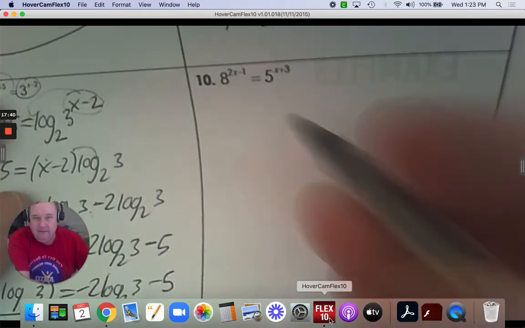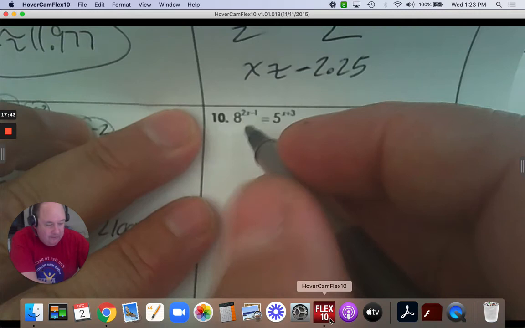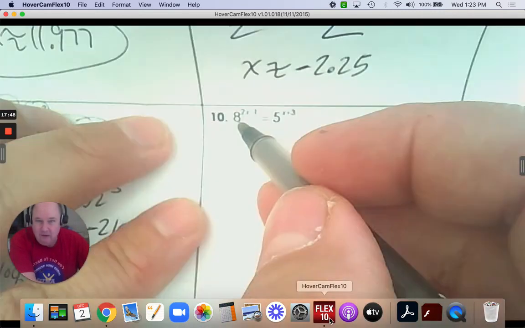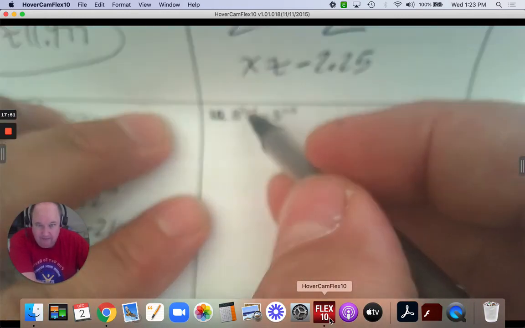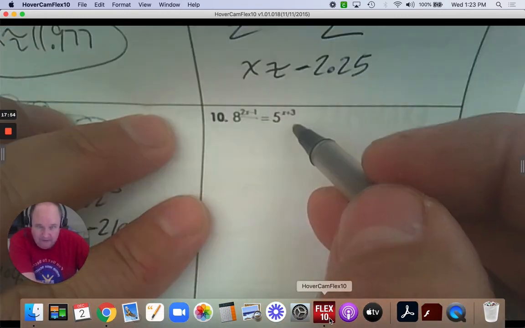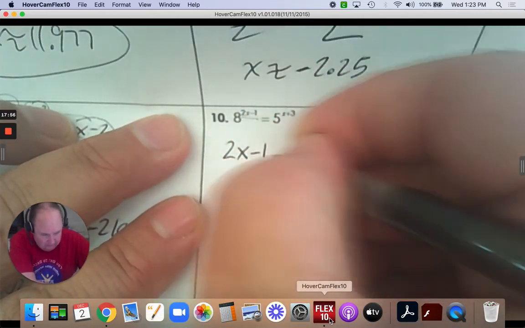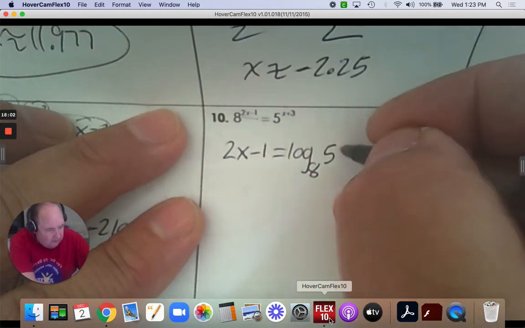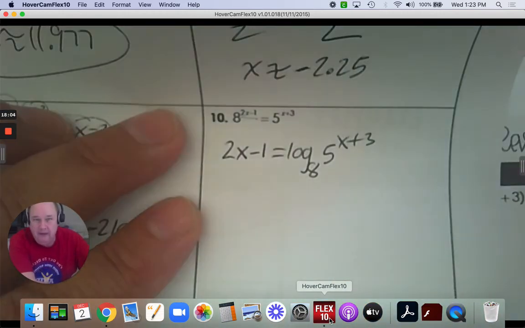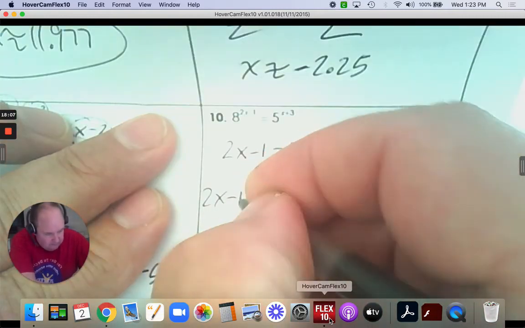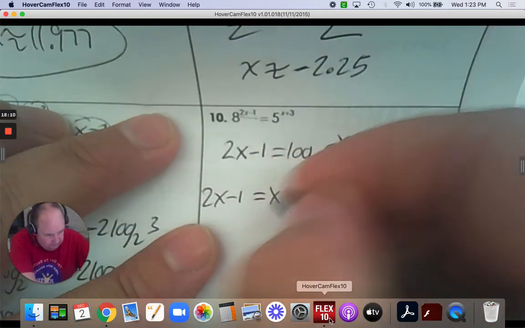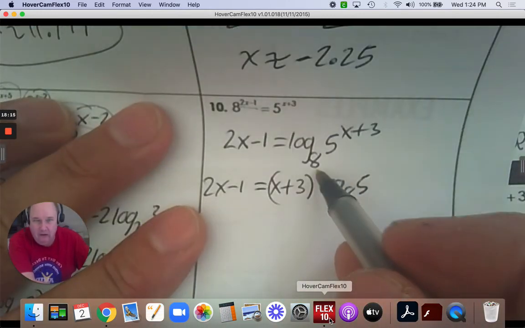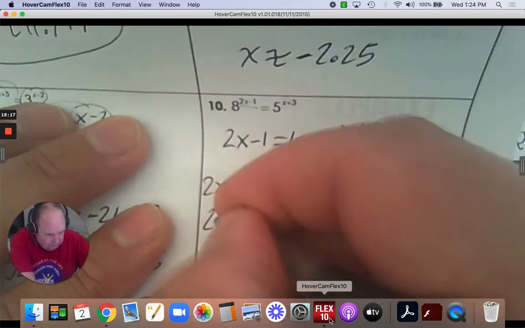So number 10. You cannot make common bases. We have variables on both sides. That's what makes it complicated. I look at the exponent that's more complicated. And 2x subtract 1 is a little more complicated. So we're going to go 2x subtract 1, and we're going to write it as a logarithm. The base is 8, and what goes inside the logarithm is 5 to the exponent x plus 3. We're then going to use the power property. So that x plus 3 is going to multiply in front of the logarithm. Recognize that log 5 base 8 is just a number, so you can distribute.